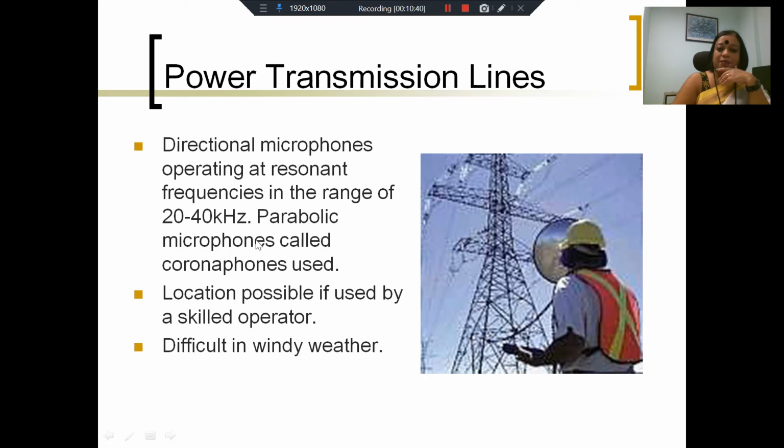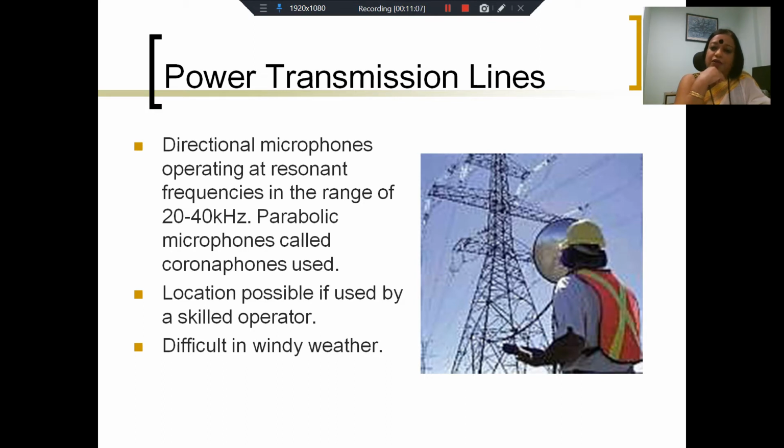The parabolic microphones that are used for this purpose are called corona phones. Location is also possible, but in this case, you have to really depend upon the skill of the operator and what experience he has. He may be able to locate the position of the corona just by trying to figure out where the sound originates. But of course, a corona is a visual phenomenon. It is in open air, so location is much easier.